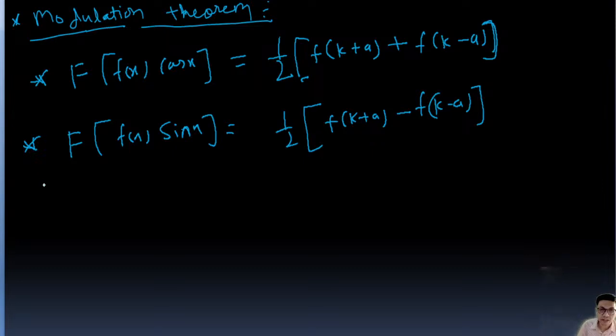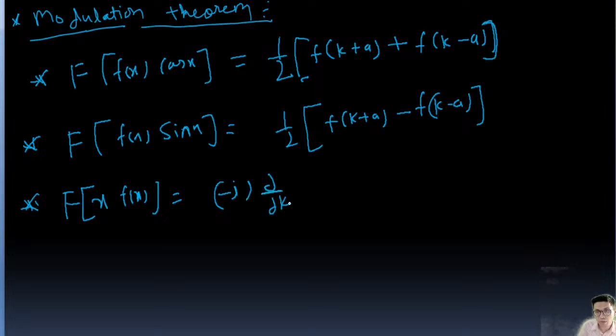Next is the Fourier transform of x into f(x). This is going to be minus iota d upon dk of F(k). So the Fourier transform of x into f(x) is minus iota d upon dk F(k). Now, in the same manner, the Fourier transform of x to the power n f(x).